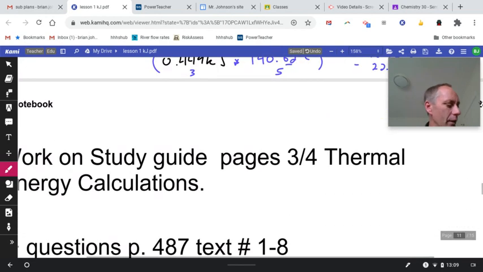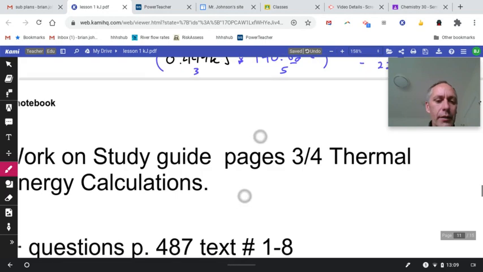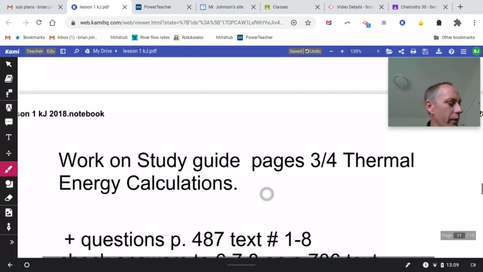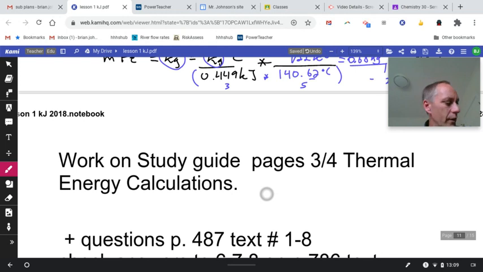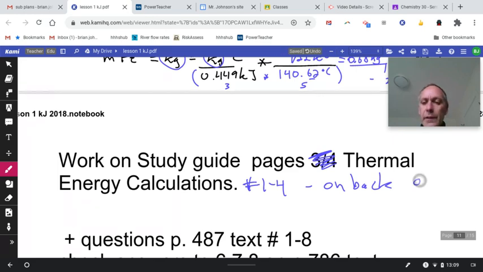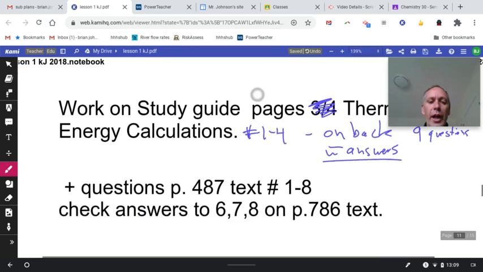Anyway, I'm done. Okay, so in your notes, you have at the bottom of your notes right there, thermal energy calculations, numbers 1 to 4. And then on the back, you also have, what have you got? 3, 6, 9 questions with answers. And I believe those answers all have the correct sig digs. So that should be enough practice for you.